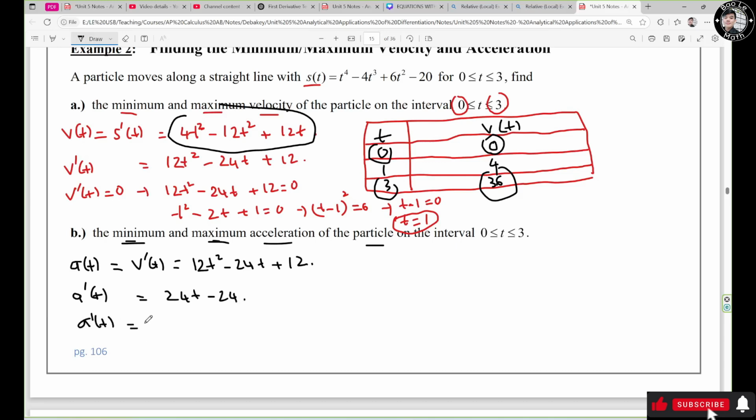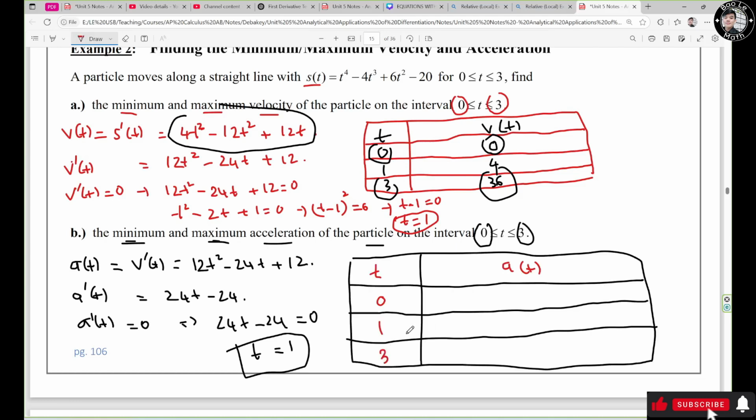So a prime of t equals 0, and then 24t minus 24 equals 0 and t equals 1. This one is the first candidate, and don't forget the second candidate and third candidate right here. So you're going to scan the table. Substitute 0 for t into the function a of t, which is right here. It's going to be 12, and then t equals 1 is going to be 0. t equals 3 is going to be 48.